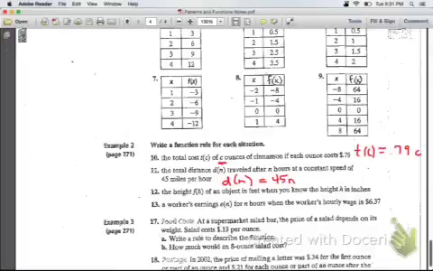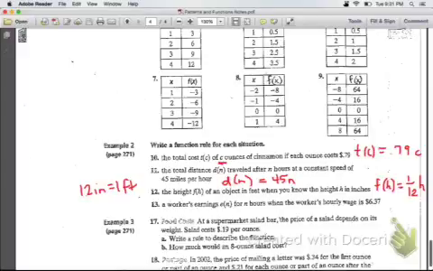The height, f of h, of an object in feet when you know the height in inches. So we have to think about the relationship between feet and inches, and since 12 inches is equal to 1 foot, and we're going to convert to feet, and we have inches, that means we're going to be dividing it by 12 inches. So we would have f of h is equal to 1/12 of h, whatever that is in inches.